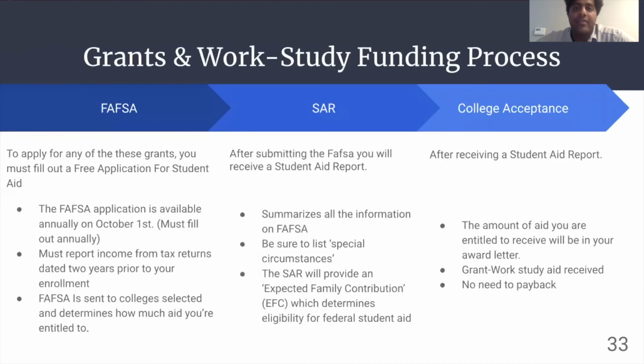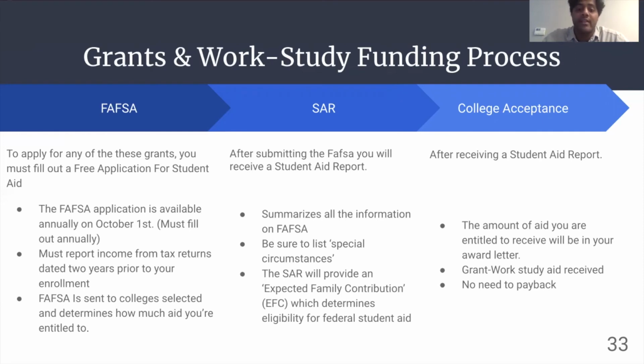So let's talk about the grants and the work-study funding process. Essentially, to apply for these, you need to fill out a Free Application for Federal Student Aid, known as a FAFSA form, annually, because you need to apply for these grants annually. Then you must report your income from the tax returns dated 2 years prior to your enrollment. After that, the FAFSA form is sent to colleges and determines how much aid you're entitled to. The Student Aid Report basically summarizes what you put in the FAFSA application.